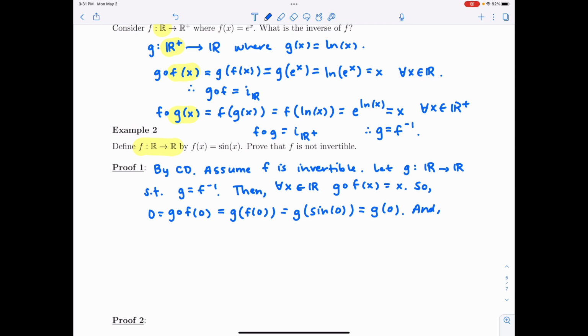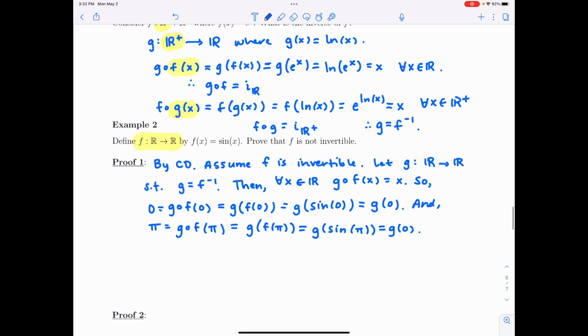And we also get that if I plug pi in, this is supposed to be G composed with F of pi, because again, it's the identity map. And that would be G of F of pi, which is just G of sine of pi. But that's G of 0 again. So what we have now is we've just said that G of 0 takes two different values. On the one hand, it's equal to 0, and on the other hand, it's equal to pi.